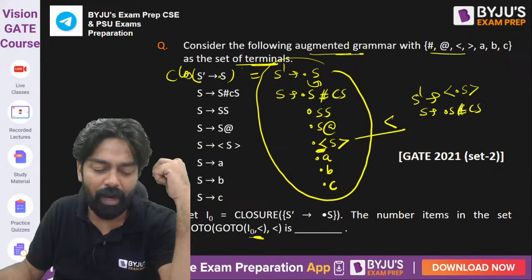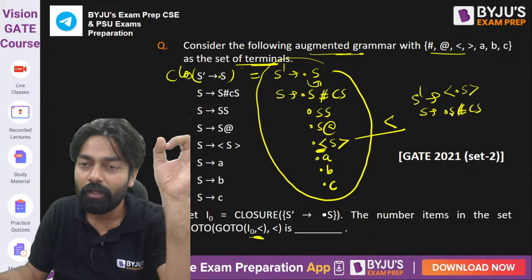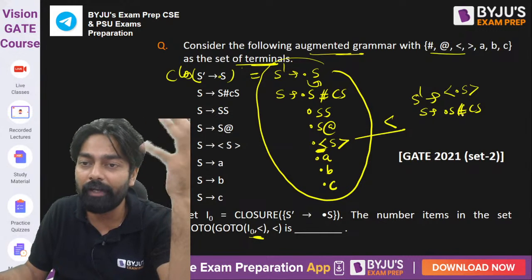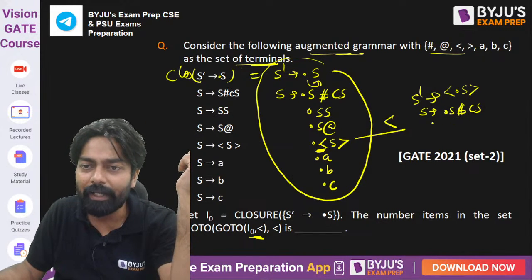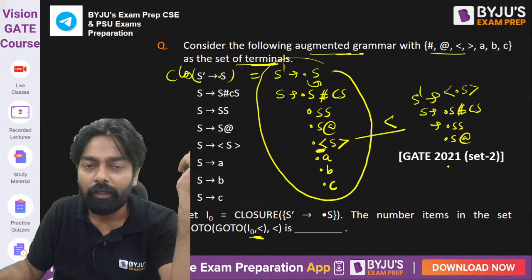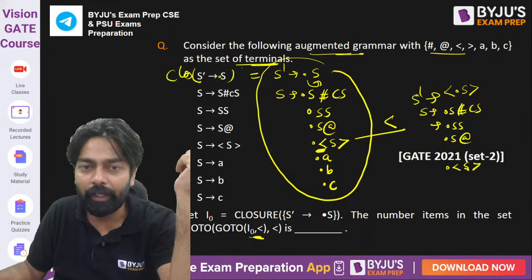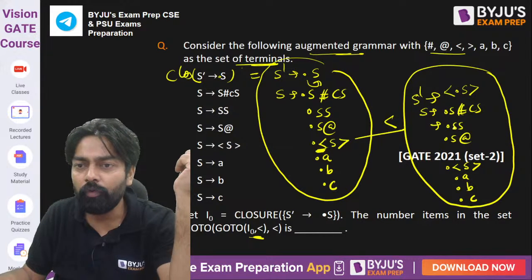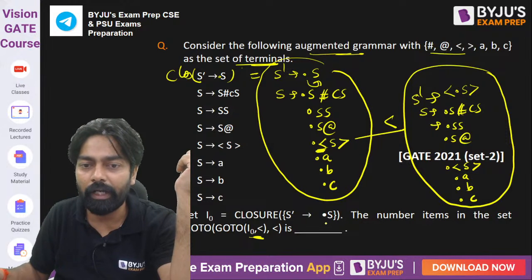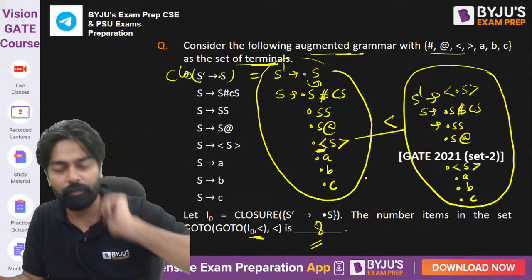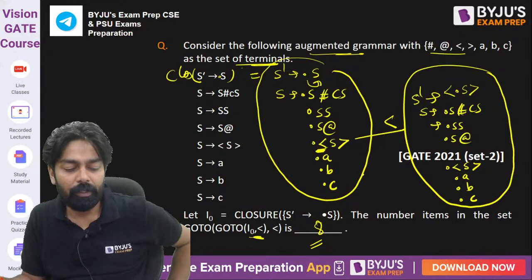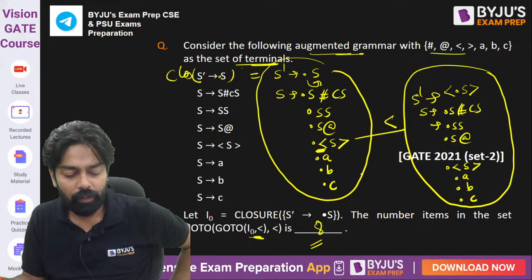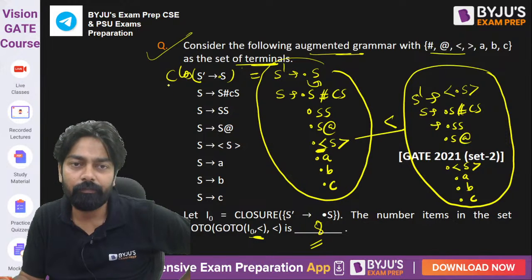Fine. So if it were CLR or LALR, it would be a very good question, but this is also good. See clearly, so let me add here. Now S goes to what we have? Dot SS, dot S at the rate, dot opening bracket S closing bracket, dot A, dot B, dot C. So how many items we have? Can you please tell me? 1, 2, 3, 4, 5, 6, 7, 8. So 8 will be the answer for this one. If you have a doubt, you can ask me. Please reply. 8 is the right answer for this one.